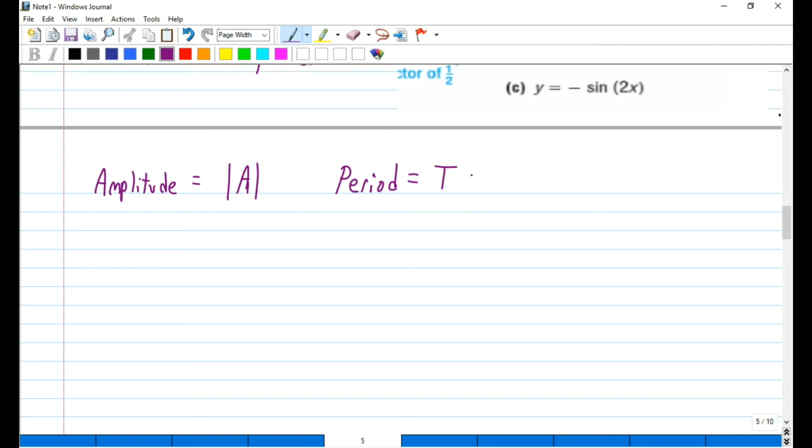Now, for sine and for cosine, one complete period for the sine graph or cosine graph, if it's just 1x, was 2 pi, right? So the way that changes, if you have a different number in for your omega, it's going to be 2 pi divided by omega.